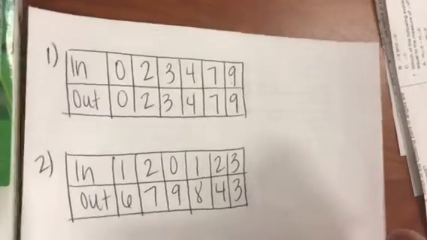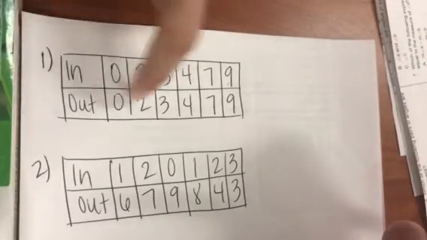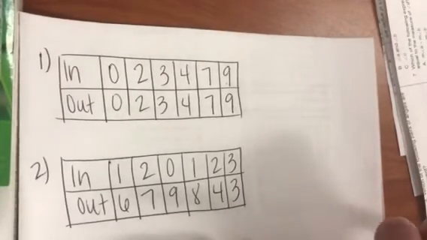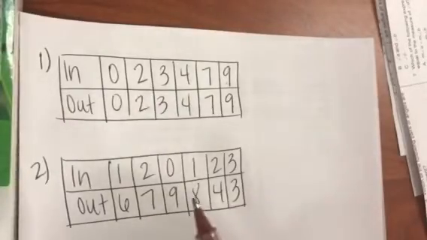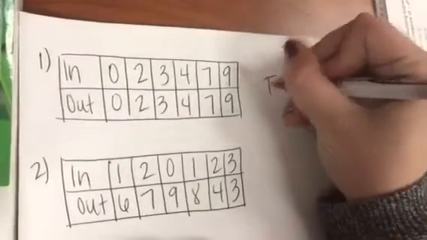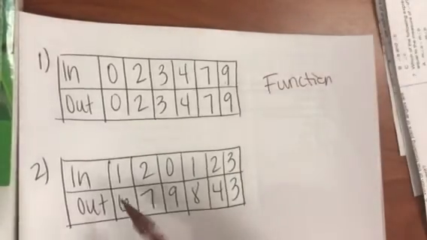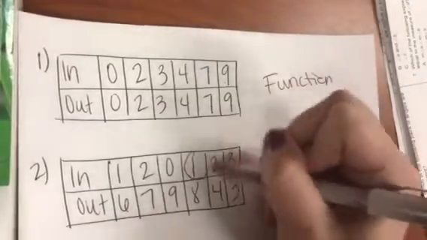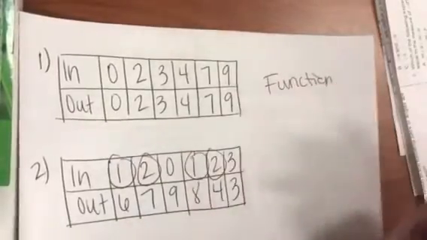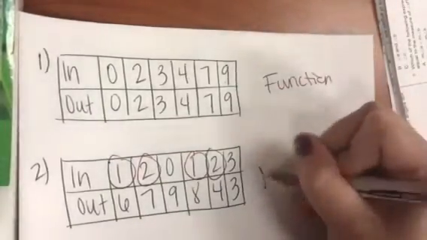So at this point in time, on a table, do I even have to look at the output? Not really. I just have to make sure the inputs are all different. Okay, and they're all different, so I'm good. So that's a function. Now on this one, are they all different? Nope. 1 repeated itself. So did 2. 0 and 3 are good. But that means it's not a function.